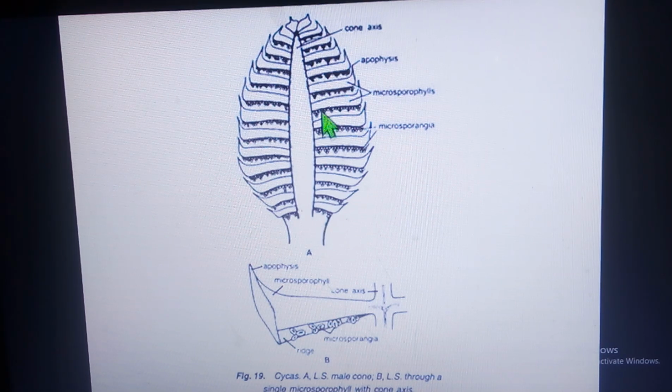Even here in the LS section, you can see the microsporophyll has the upper surface and the lower surface. So what are these which you will find in the lower surface? They are nothing but the microsporangia, the sac-like structures which carry the microspores, in which the microspores form. They form inside these microsporangia.